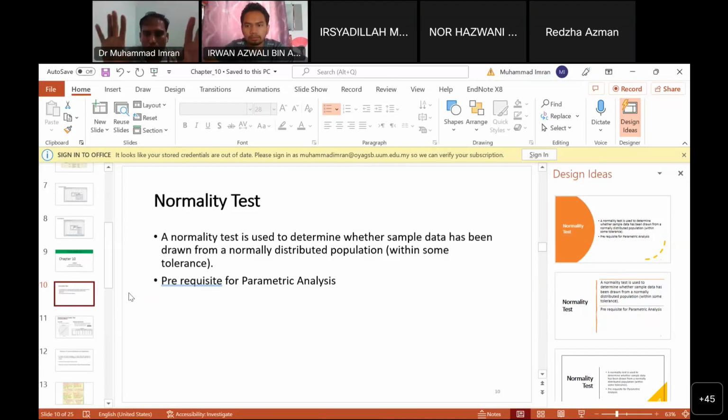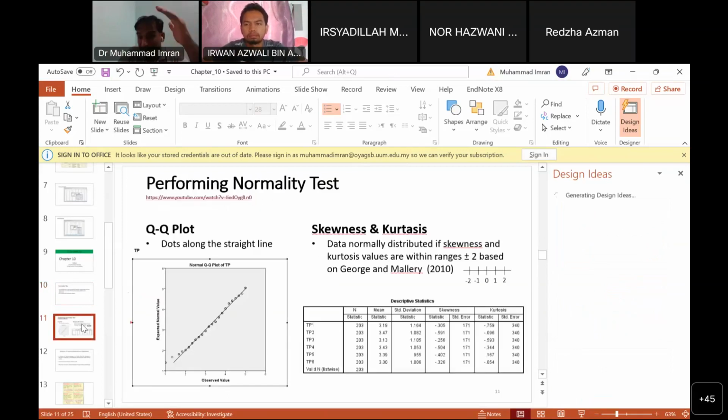Simply, you have to memorize how to check the normality of the data in SPSS. There are two simple normality tests. This is under descriptive statistics. Please don't forget, this is descriptive statistics. Understand?